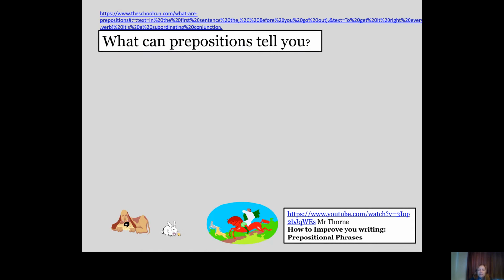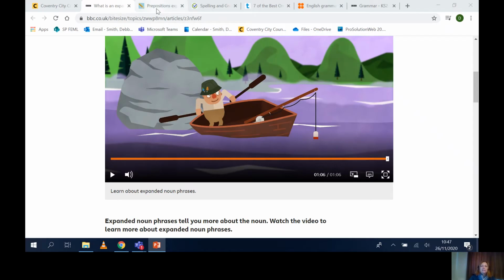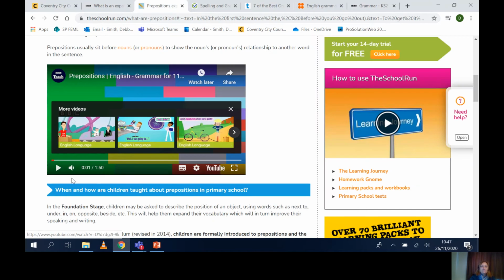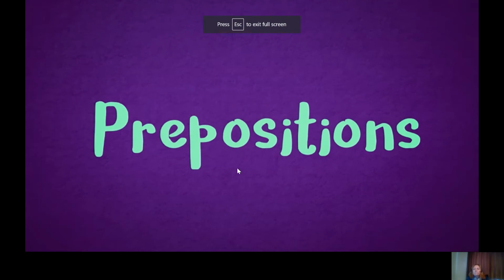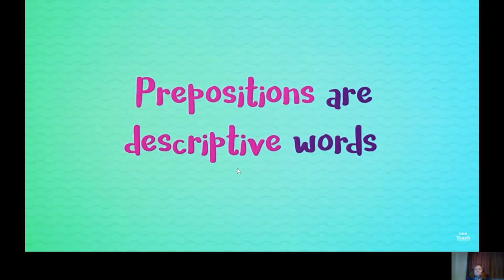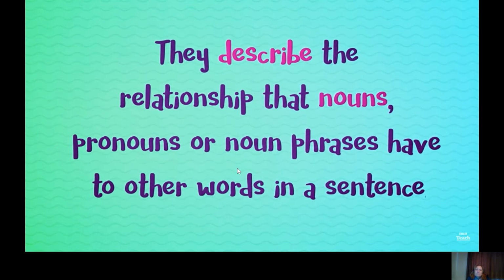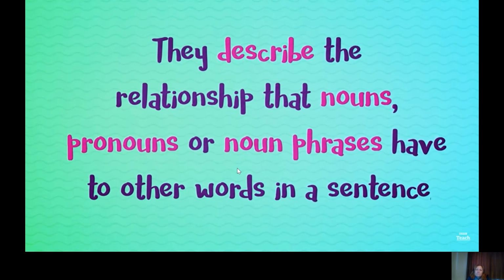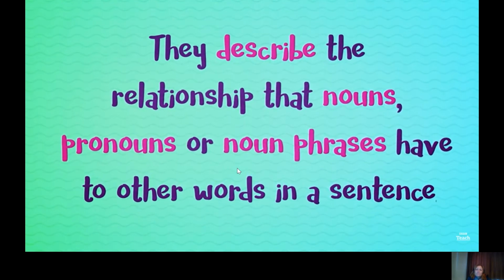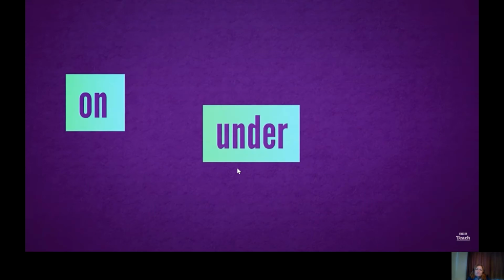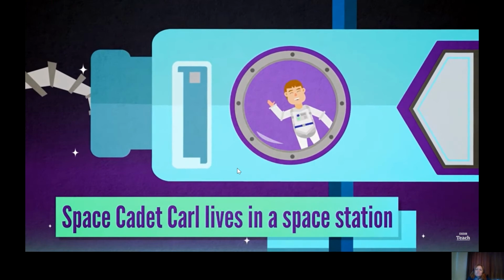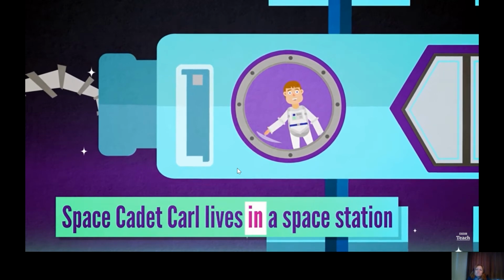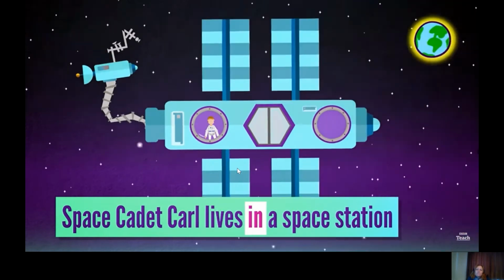Okay then, so prepositions. Let's have a look at what a preposition is. Here we go. Prepositions. Prepositions are descriptive words. They describe the relationship that nouns, pronouns, or noun phrases have to other words in a sentence, such as on, under, beside. Space Cadet Carl lives in a space station. In is a preposition. It describes the relationship between lives and a space station.